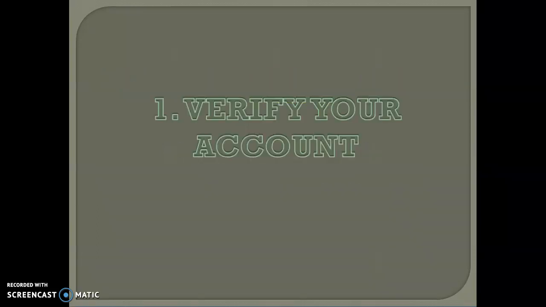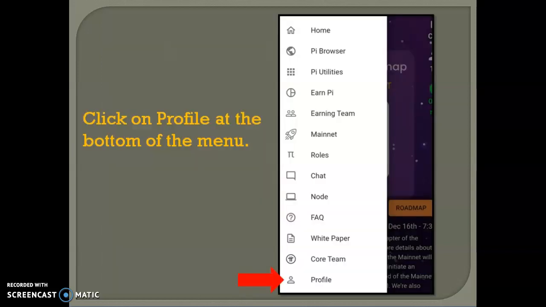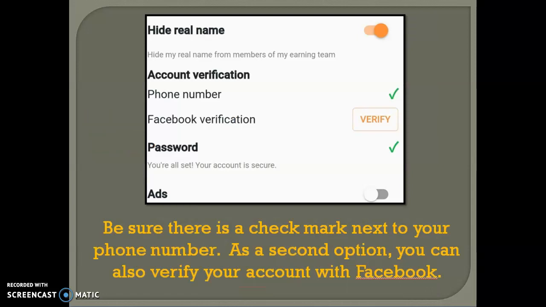Now, the first thing, our very first step is to verify your account if you haven't done so already. This simple task can be accomplished by clicking on the Menu tab or the three lines in the top left corner of your Pi Network app. Once there, click on Profile at the bottom of the list, and be sure to add your phone number here and that there's a green check mark next to your phone number.